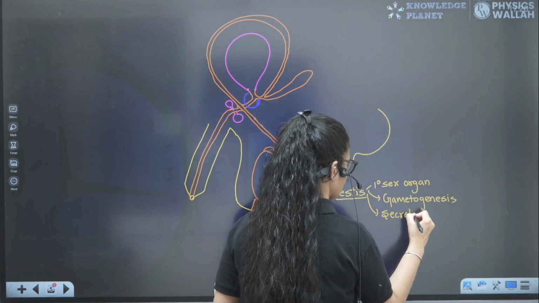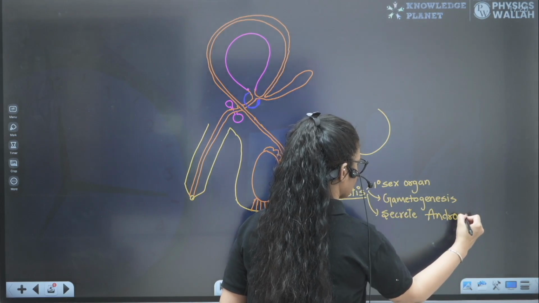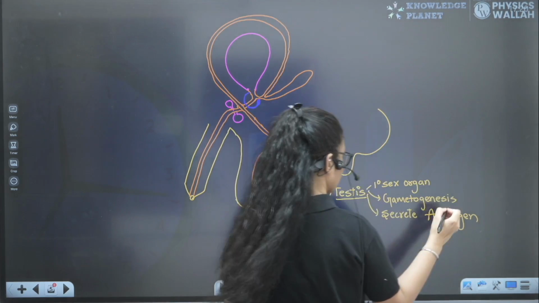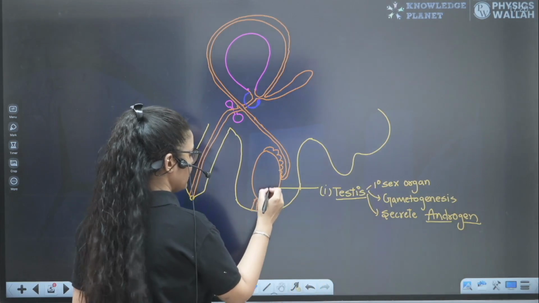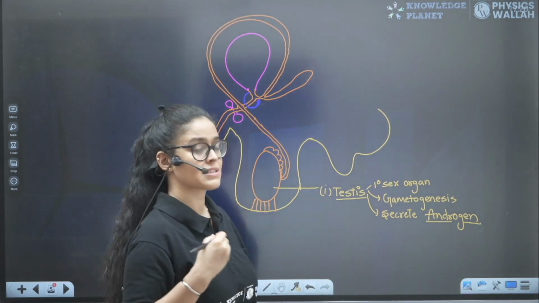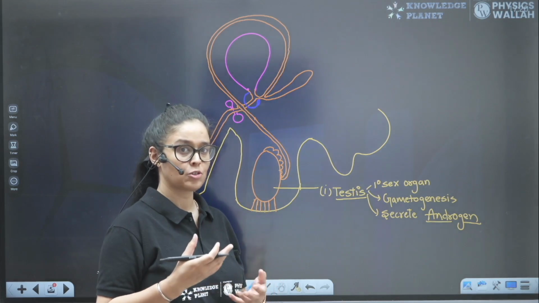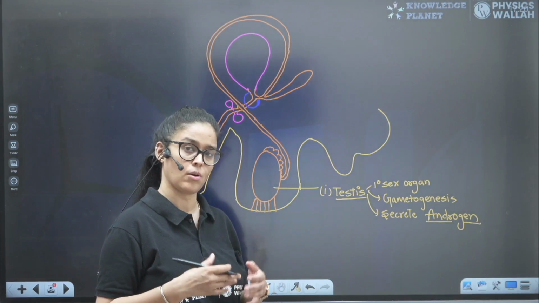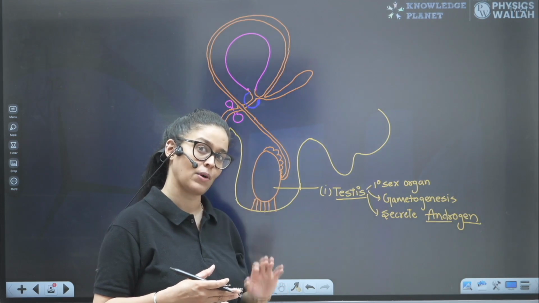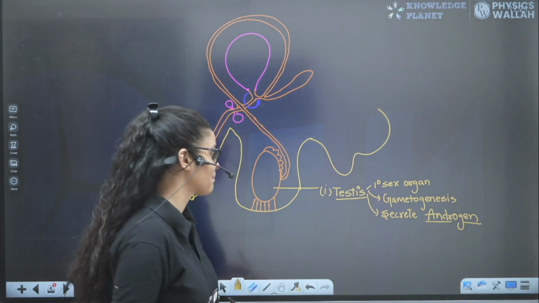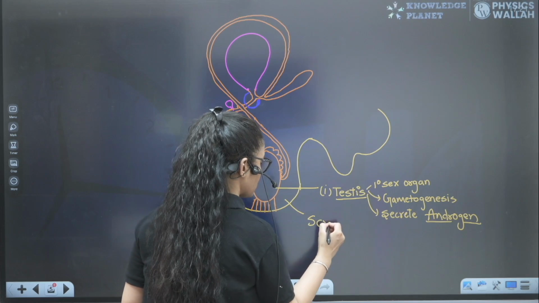That is known as androgen, and the common androgen is testosterone, right? So it secretes androgen, that you have to remember. And these testes are present outside the abdomen. Why? To maintain 2 to 2.5 degrees lower than the normal body temperature for spermatogenesis. Spermatogenesis requires a lower temperature than normal body temperature. Hence, testes are present outside the body in the scrotum.